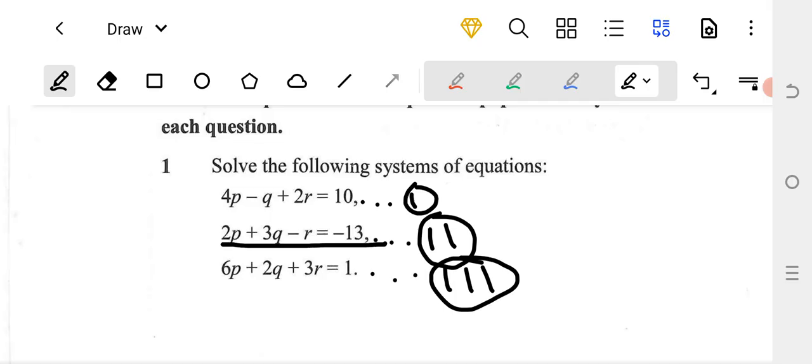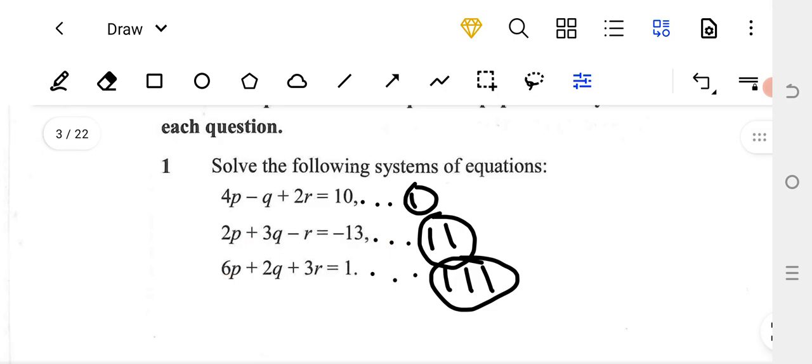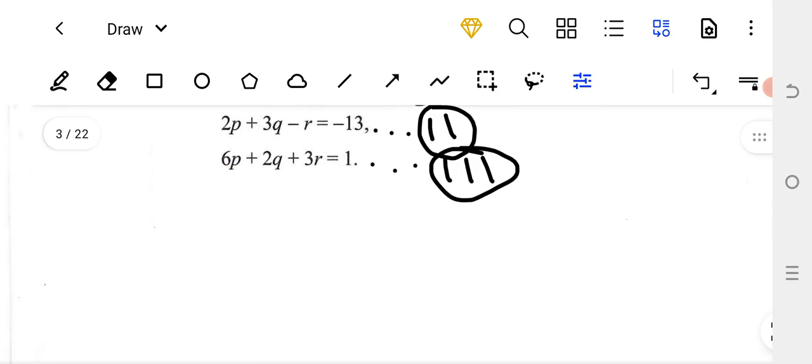So I'm going to choose R, and I'm going to make R subject of the formula in equation 2. And then I'm going to substitute R in equation 1 to form equation 4, and then in equation 3 to form equation 5. That is what I'm going to do. Okay, so let's get on with the answering.